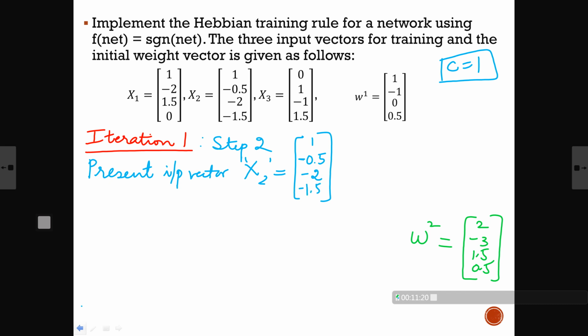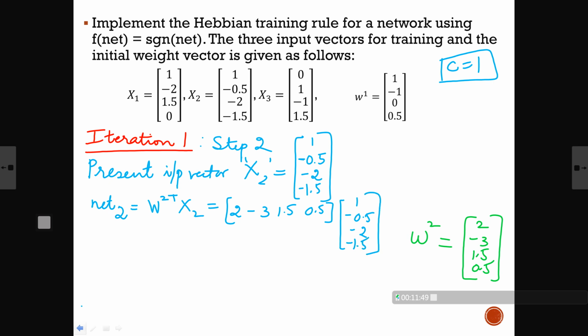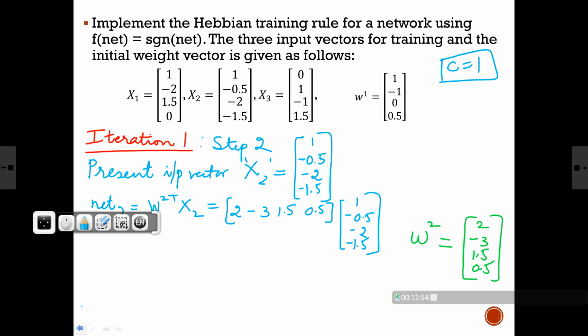So when we present this particular vector, we have to calculate net 2. What is net 2? Net 2 is nothing but W2 transpose into x2. When I take W2 transpose, it will be 2, minus 3, 1.5 and 0.5, and it will be multiplied with x2, that is this. Whenever we multiply this with 1, minus 0.5, minus 2, minus 1.5, if you solve this, you will get the answer. Please find out this answer.